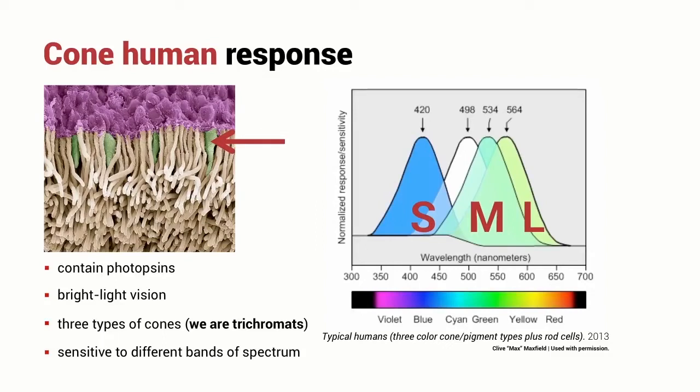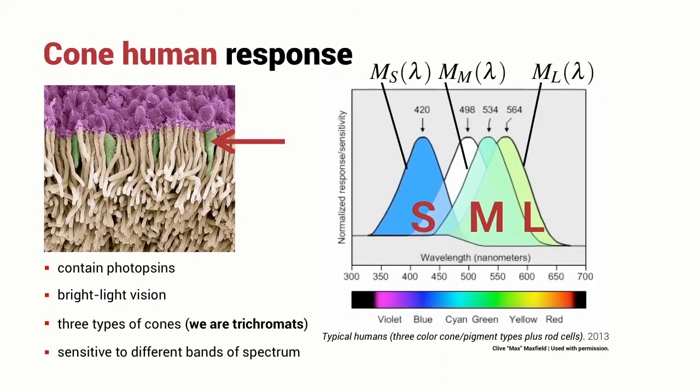Often these bands are referred to by the letters S, M, and L, which stand for short wavelength, medium wavelength, and long wavelength. We'd also refer to them as blue, green, and red in that order. The response of the short, medium, and long cone cells are shown here. And we can see that there's quite some overlap, particularly between the medium and long wavelength cone cells. And also shown here for reference is the response of the rod cells we looked at in the previous slide.